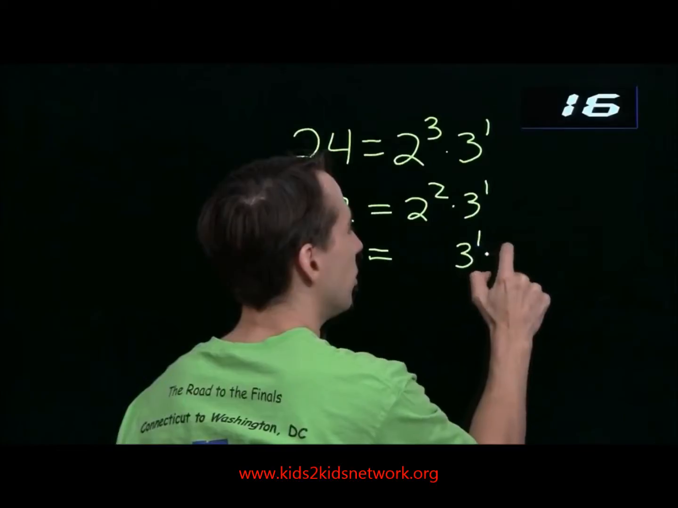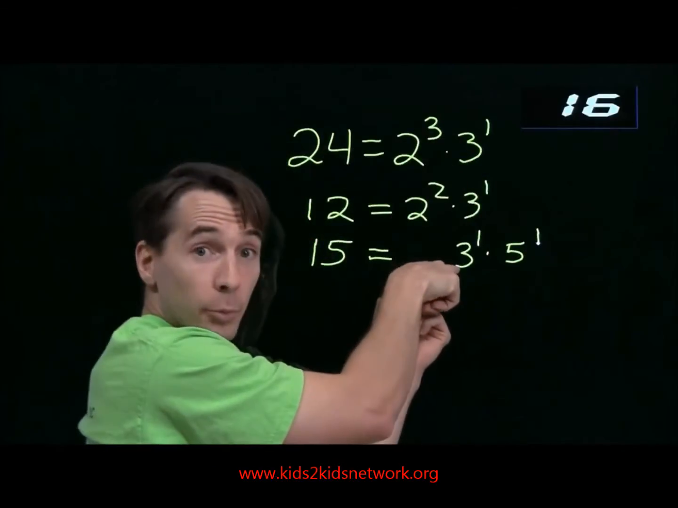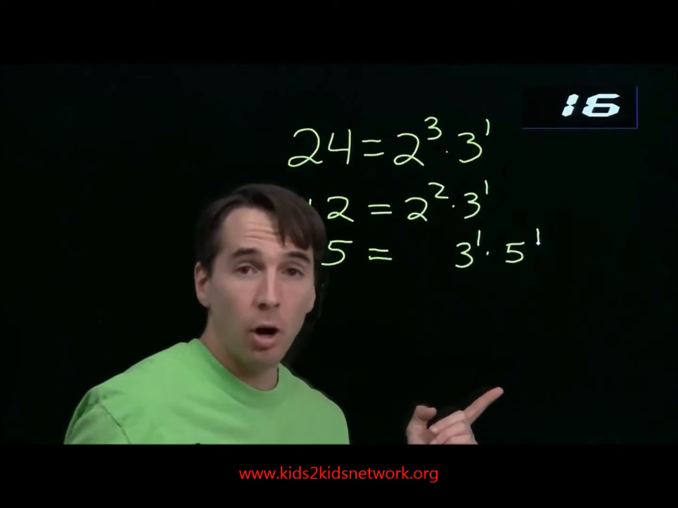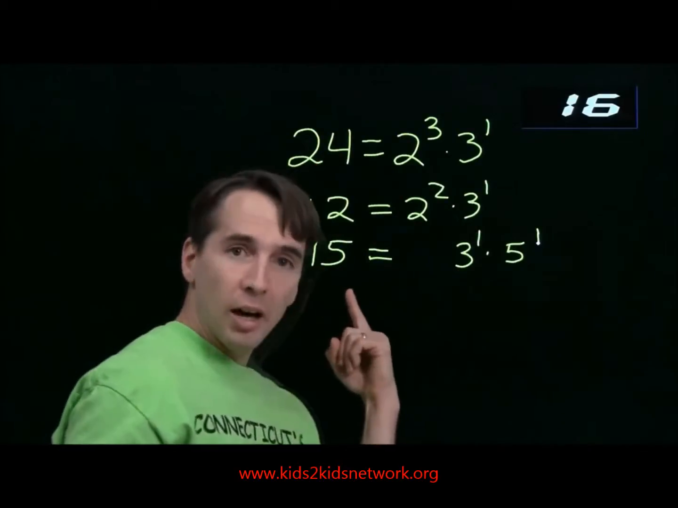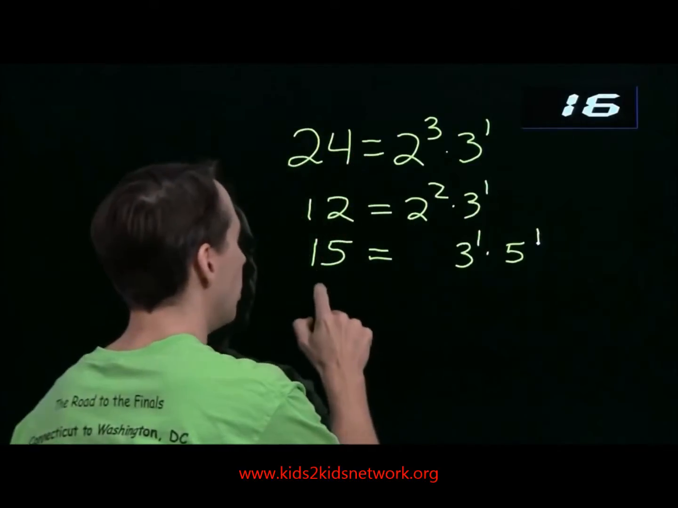15 is 3 to the first times 5 to the first. Now, 24 has enough 3's to be a multiple of 15, but 24 doesn't have any 5's at all. So 24 is not a multiple of 15. That means 15 is not a divisor of 24.